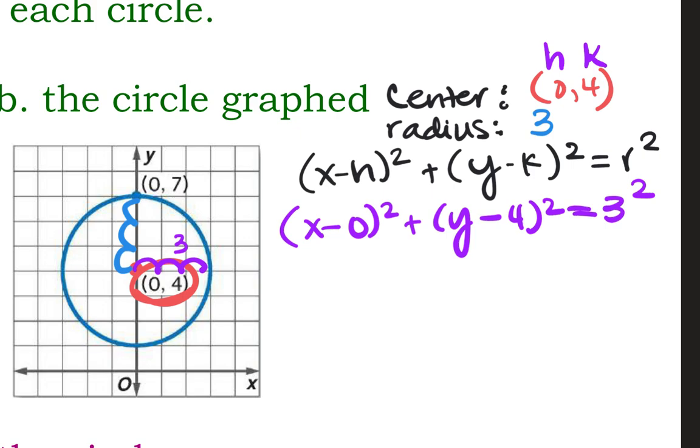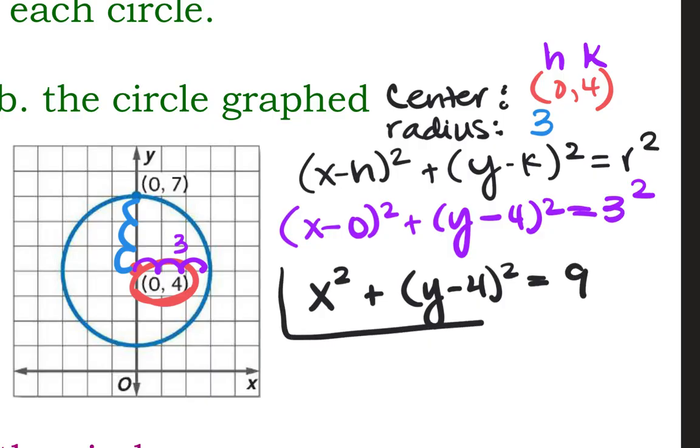All right, can I do anything with x minus 0? You can leave it as x. Yeah, you don't have to, don't put the 0. It's x squared. All right, can I do anything with y minus 4? No. So leave that one the way it is. Can I do anything with 3 squared? It becomes what? 9. Okay, then that's your official answer.